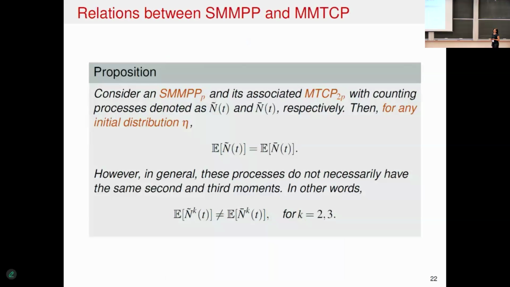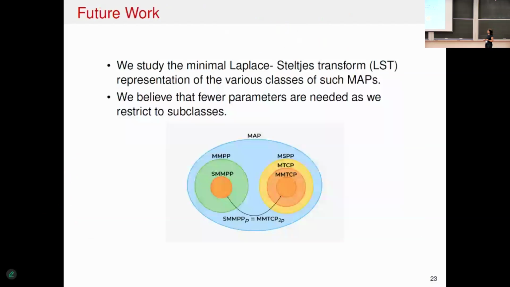The other question is, what happens if we don't have the time stationary case? If we don't have the time stationary case, we can show that for the slow MMPPs and the class of matched Markovian transition counting processes, the first factorial moment still remains the same, but the second and third moments are not the same. And I think I was very quick.